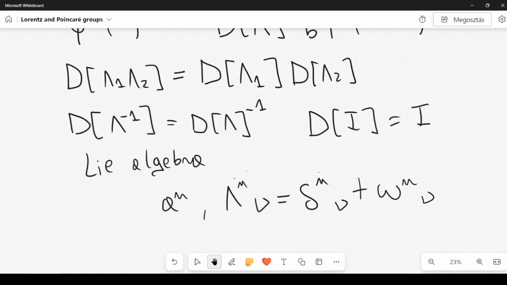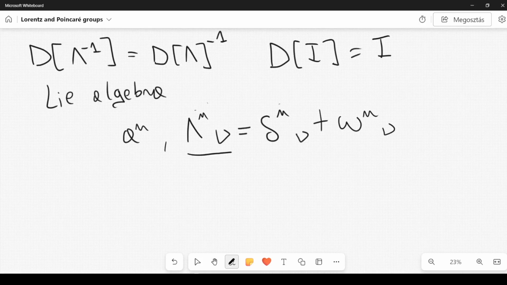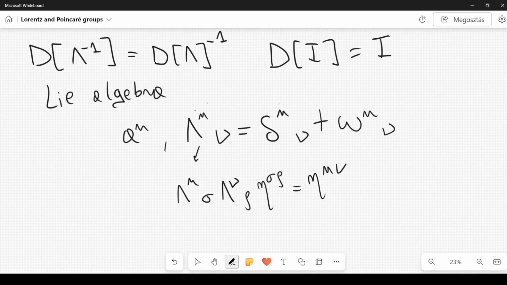Now if we replace this infinitesimal transformation in the formula Λ^μ_σ Λ^ν_ρ η^σρ equal to η^μν, what you obtain by handling these tensors is that ω^μν should be equal to minus ω^νμ. So it means that ω^μν is antisymmetric.